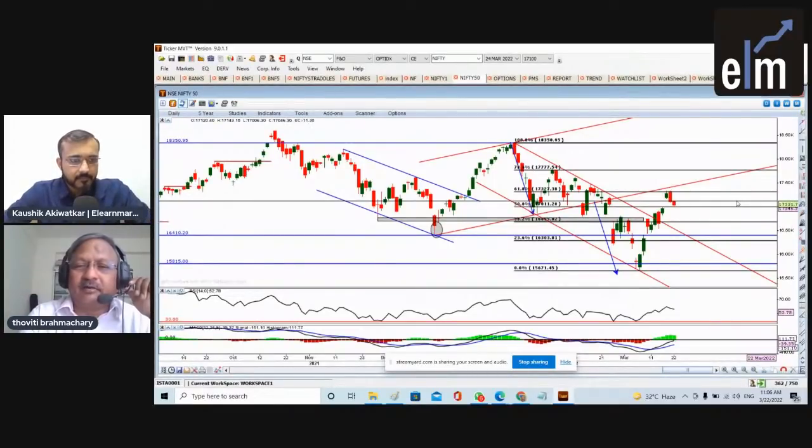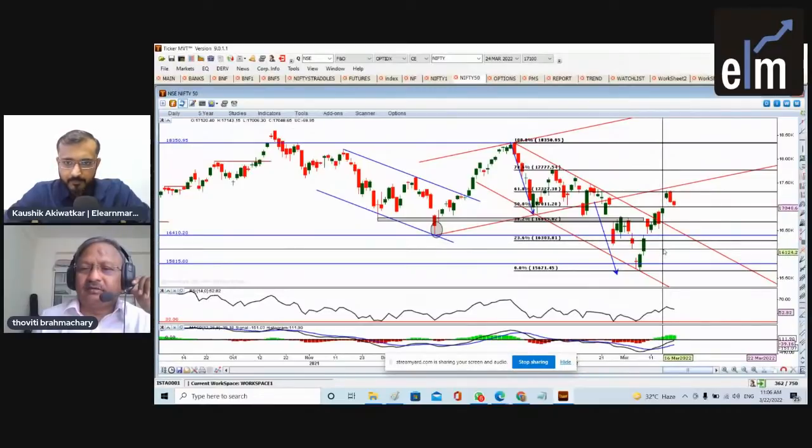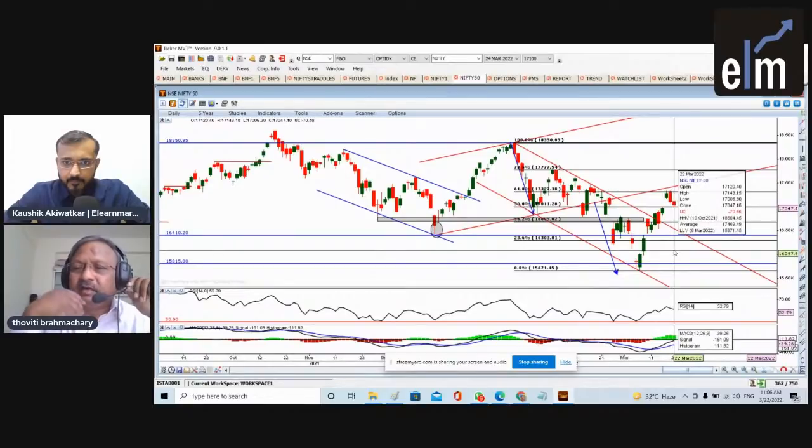The actual upward move ended yesterday itself. Now it is trying to fill the gap, and it is almost filled. 16,987 is the low. Another 20 to 25 points, and most probably by the end of the day, it will fill the gap.